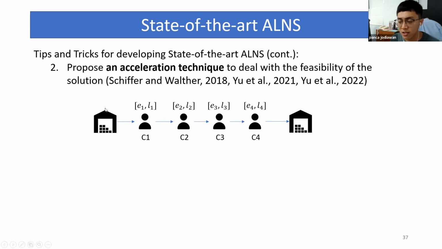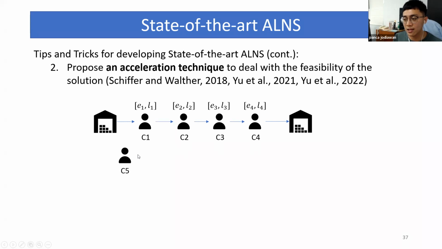Suppose that we are dealing not with the CVRP, but we add time windows. Take a look that C1 here has additional information stating that C1 can be visited in between E1 and L1. Outside this range, C1 is unavailable to be visited. And for each customer, each of them has different values of E and L. It turns the problem into the vehicle routing problem with time windows.